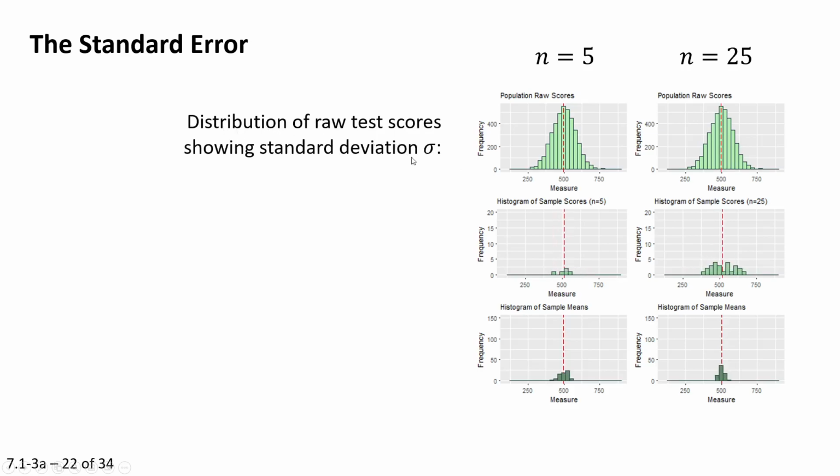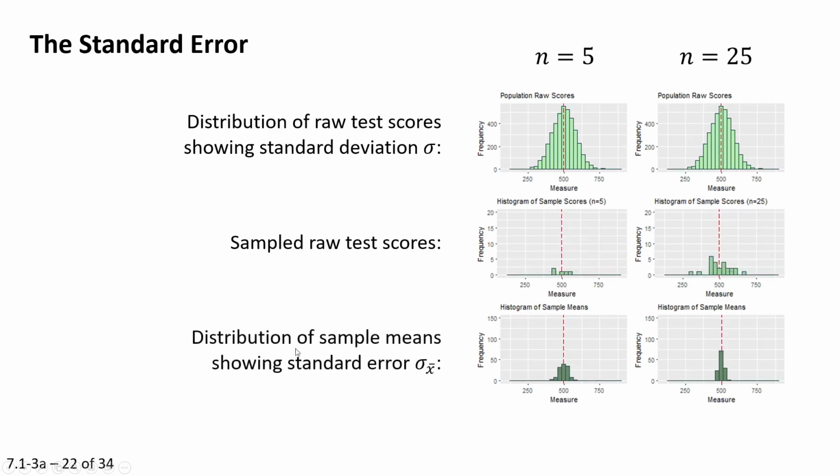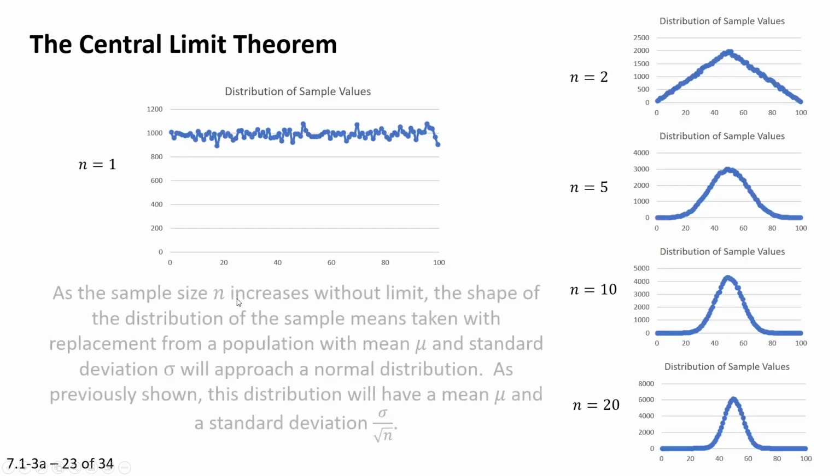So we have distributions of raw test scores showing a given standard deviation. We sample them this way, and the result is that we get two different distributions from the same set of numbers, but we get two different answers because our sample sizes are very different.